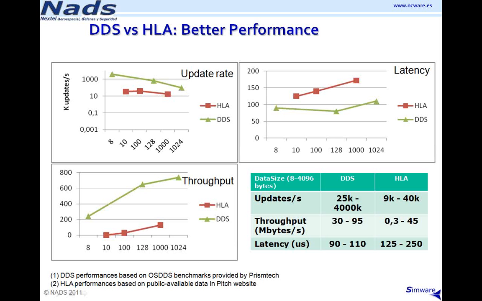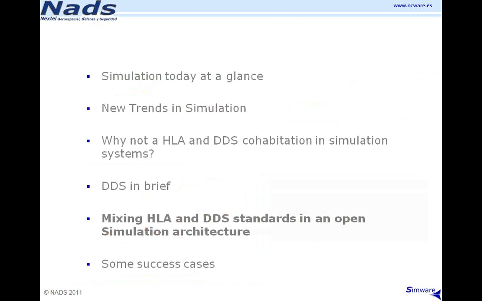Then, if you want to simulate, use HLA. If you want to communicate, use DDS. This is our bet. Now we have seen HLA and DDS. What we are going to see now is how this mixture can work in a real product.